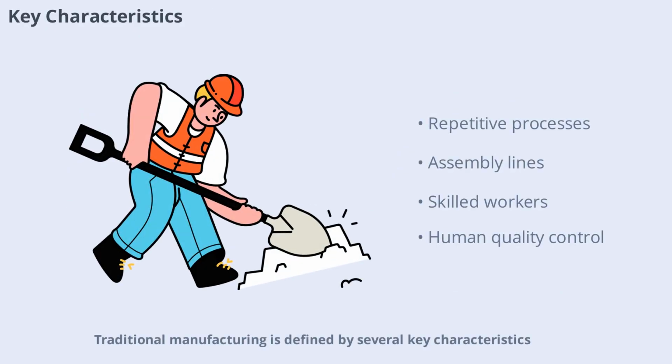Traditional manufacturing is defined by several key characteristics. It often involves repetitive processes, assembly lines, and a reliance on skilled workers to operate machinery. Quality control is typically performed by human inspectors rather than automated systems. The focus is on consistency and efficiency, with each worker playing a specific role in the production process. These features have helped traditional manufacturing remain relevant, even as technology continues to advance.